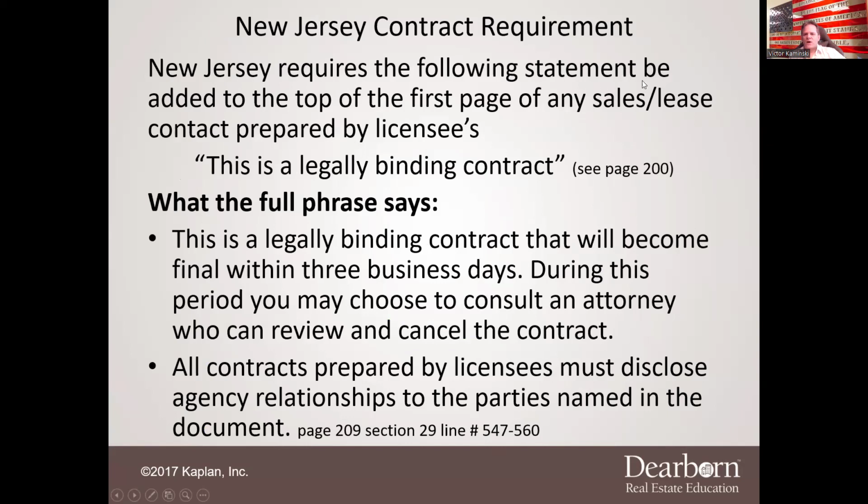So New Jersey requires the following statement be added to the top of the first page of any sale or lease contract prepared by licensees that say that this is a legally binding contract. But what the full phrase says is this is a legally binding contract that'll become final within 3 business days. And during this period, you may choose to consult an attorney who can review or cancel the contract. Does it? Let's take a look.